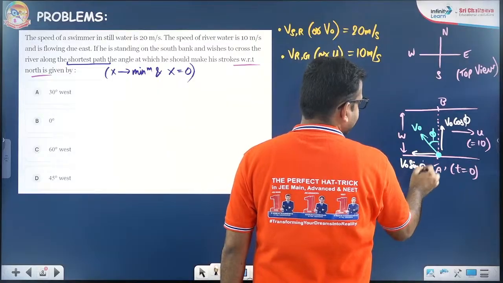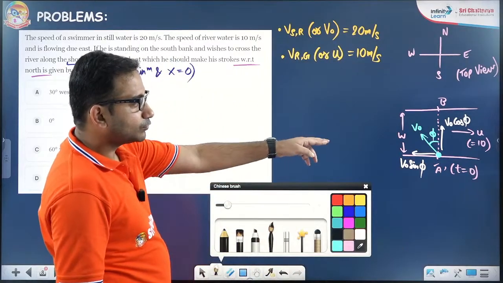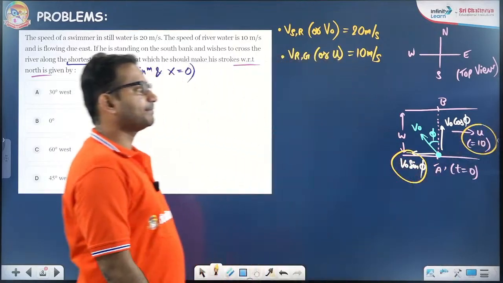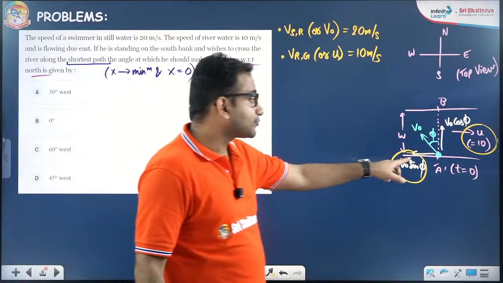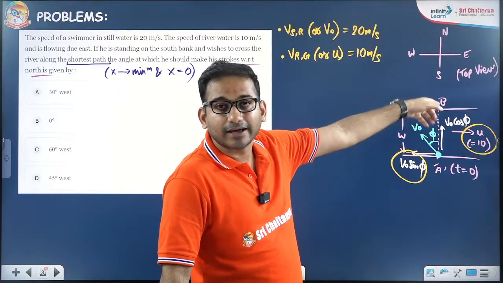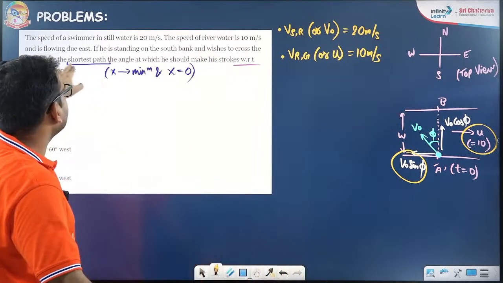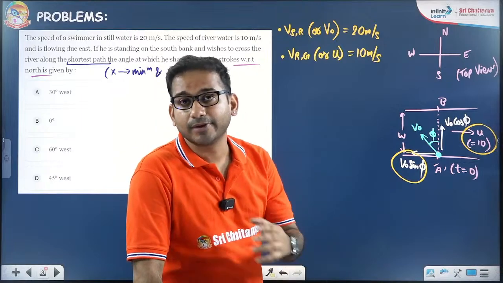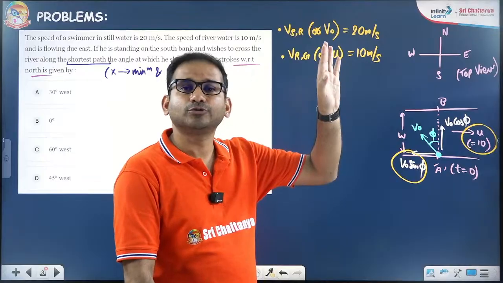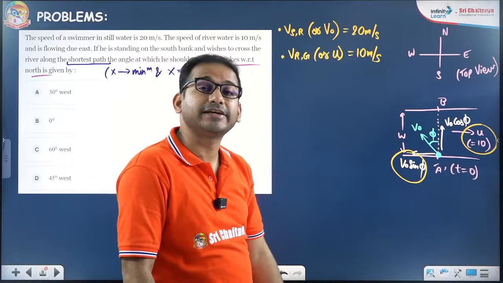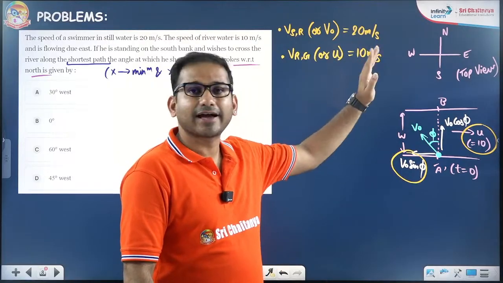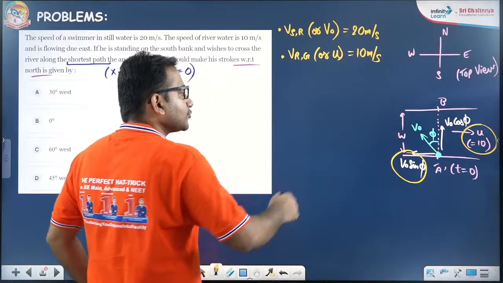Since your intent is to move exactly on the opposite bank, definitely these two components must be the same. The examiner is saying that the swimmer is on the south bank, you want to reach exactly opposite on the other bank, and wishes to cross the river along the shortest path. Shortest path means minimum drift, you want to exactly reach the opposite point. With respect to north, in which direction should he make his strokes? As you can see diagrammatically, from the north he should make the angle towards the west, but how much angle? So you need to balance them.